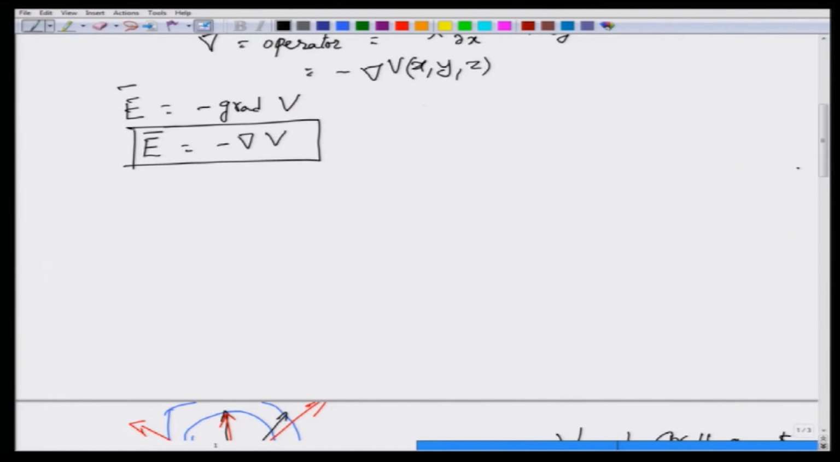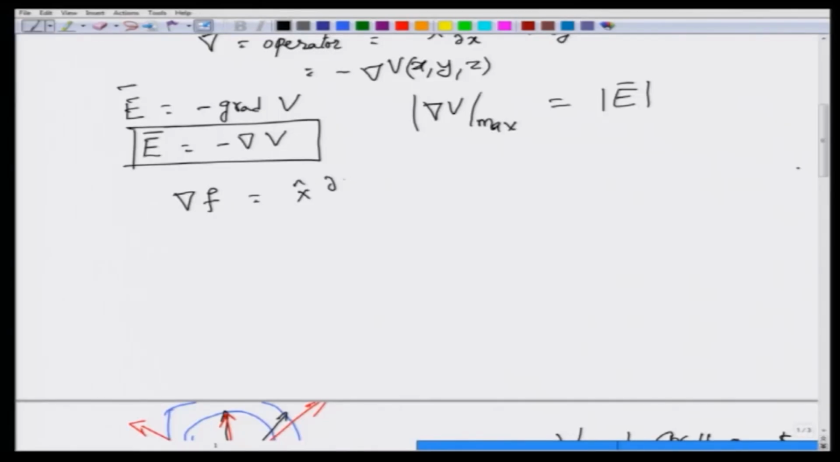Okay. What does the gradient of V max tell us? The gradient of a potential at its max will give me the magnitude of the electric field at any given point. In fact, this is very general. For example, let us assume that there is some scalar function f and I calculate the gradient of the scalar function. What will be the result? This will be x hat del f by del x plus y hat del f by del y plus z hat del f by del z.